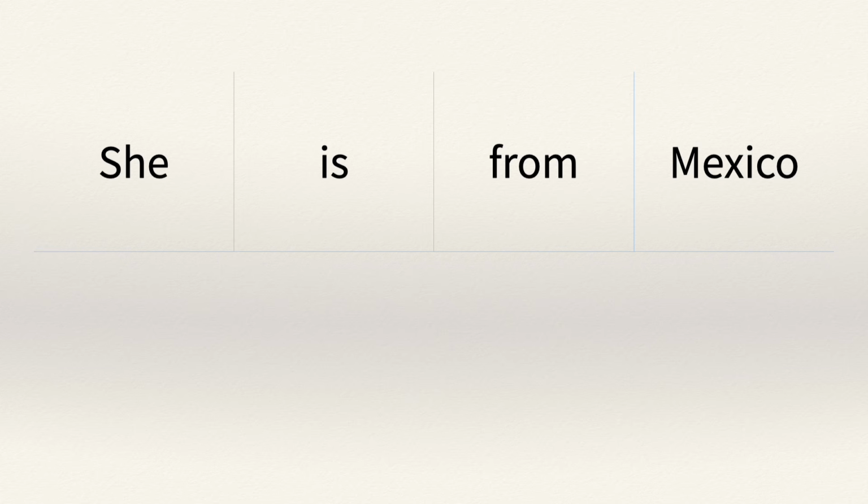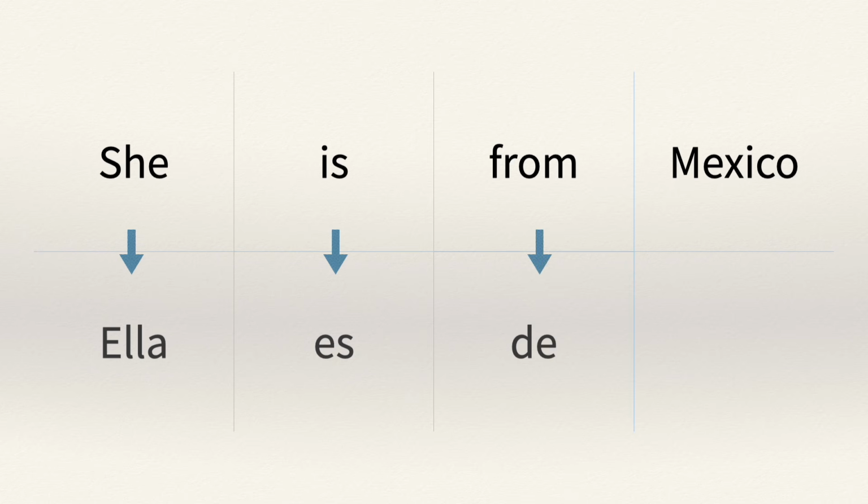She is from Mexico. How do you say she? Ella. The verb to be has two meanings in Spanish, ser or estar. In this case, we're going to be using es. She is, ella es, from, how do you say from? De México. Ella es de México. Your turn. Ella es de México.